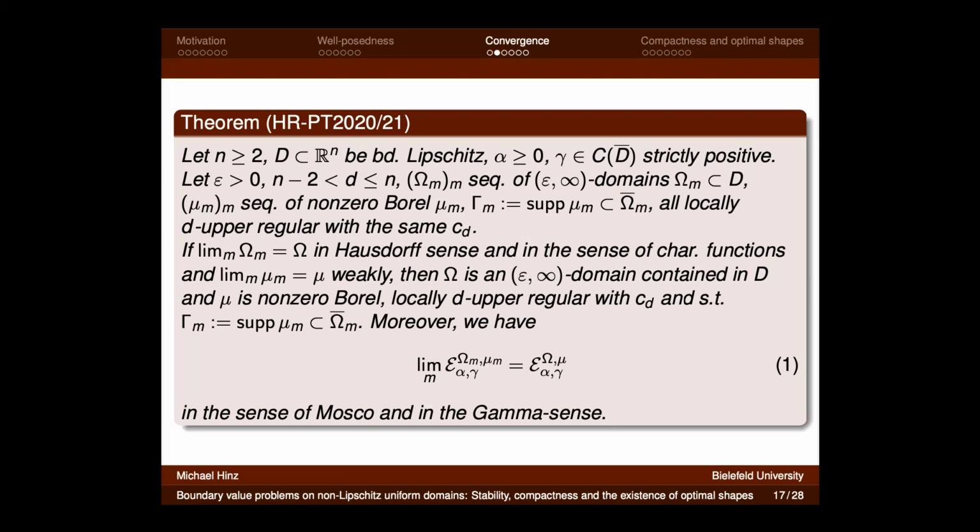Is the relation now, say, for more regular domains, I suppose you have C1 domains or smooth domains, are they the same thing? Yeah, if you have Lipschitz domains satisfying a uniform cone condition, it's the same. Okay. And here we have uniformity also in this epsilon.